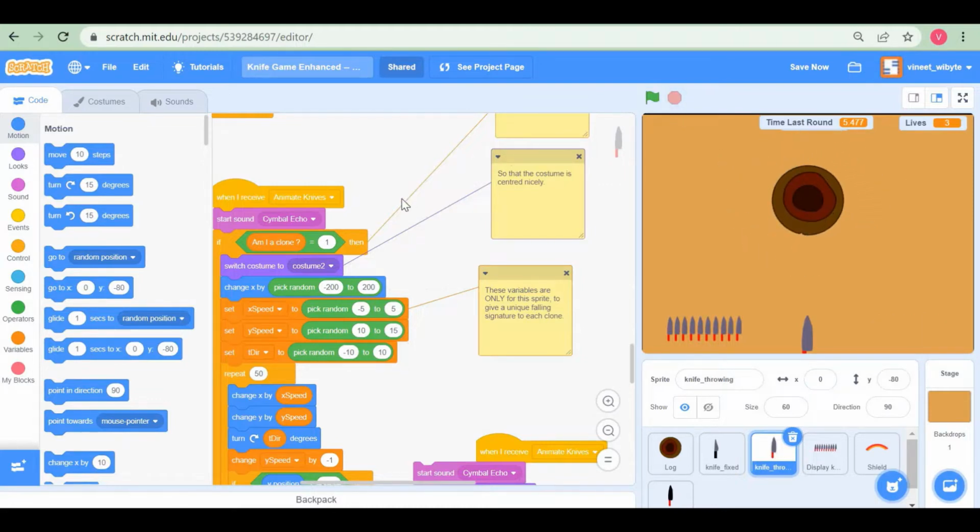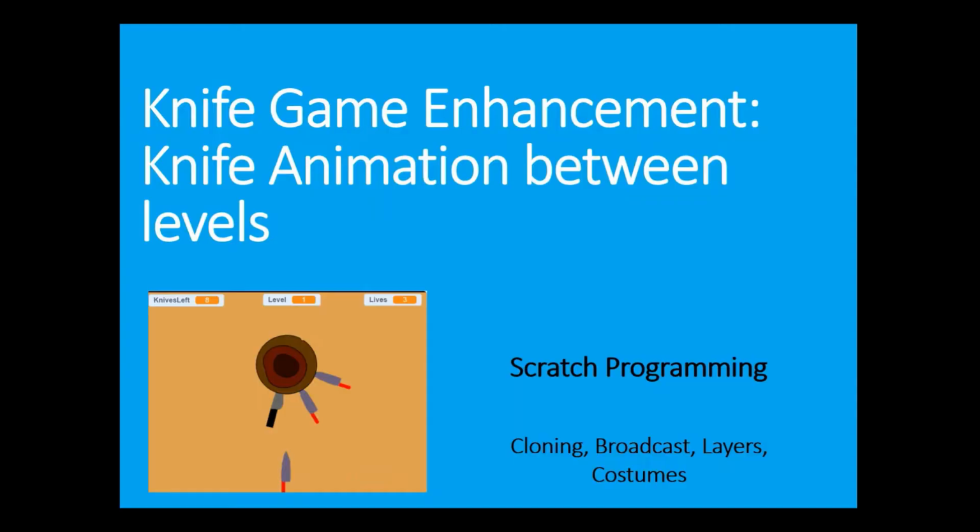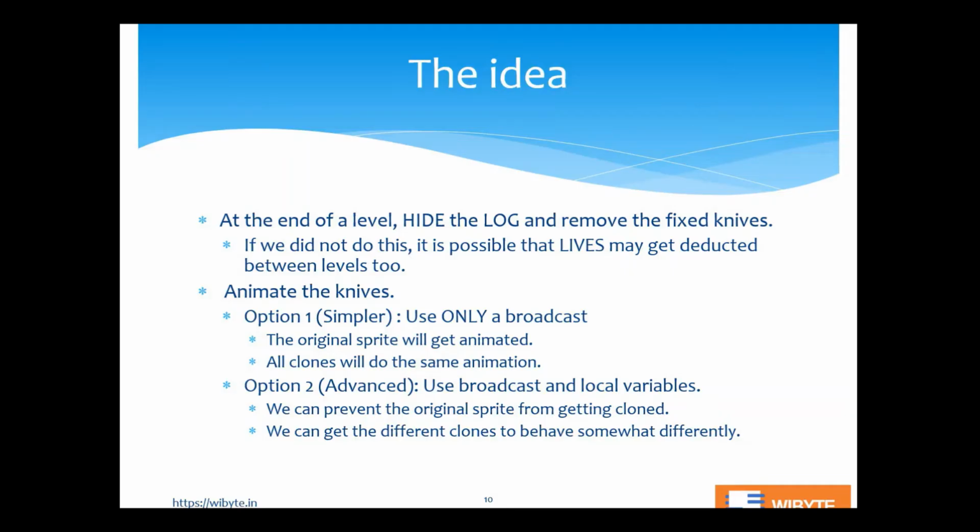Now this is actually quite complicated. This requires a lot of steps. So let me tell you what we are going to do before we get on to writing the code. I'll come back here and tell you the idea. The first thing we are going to have to do is that at the end of a level, we will hide the log and we'll also remove the existing fixed knives.